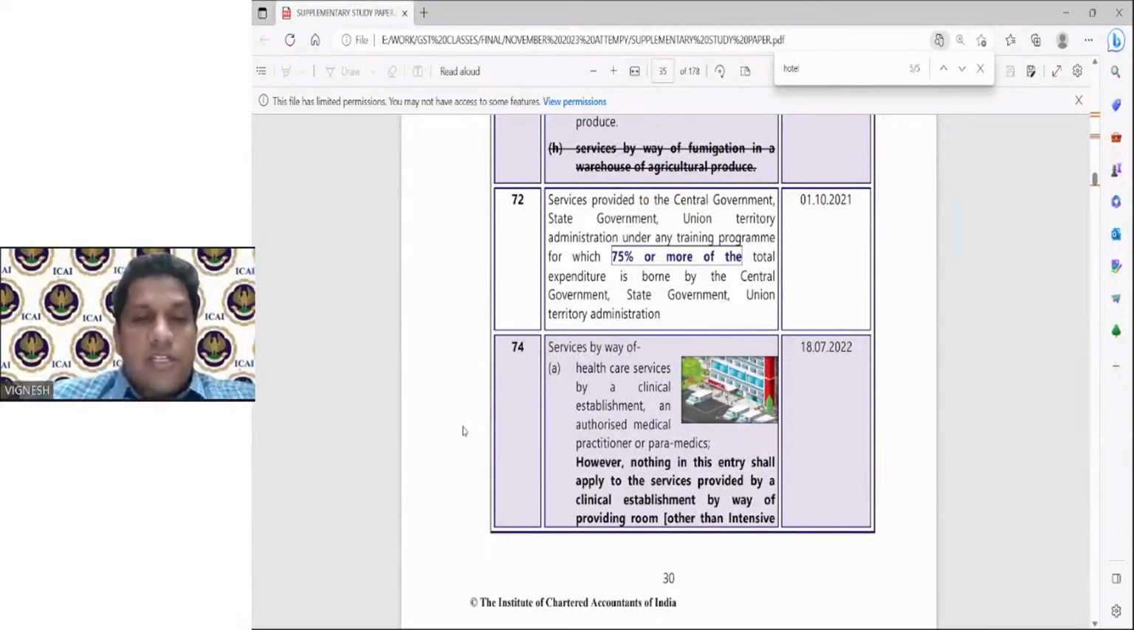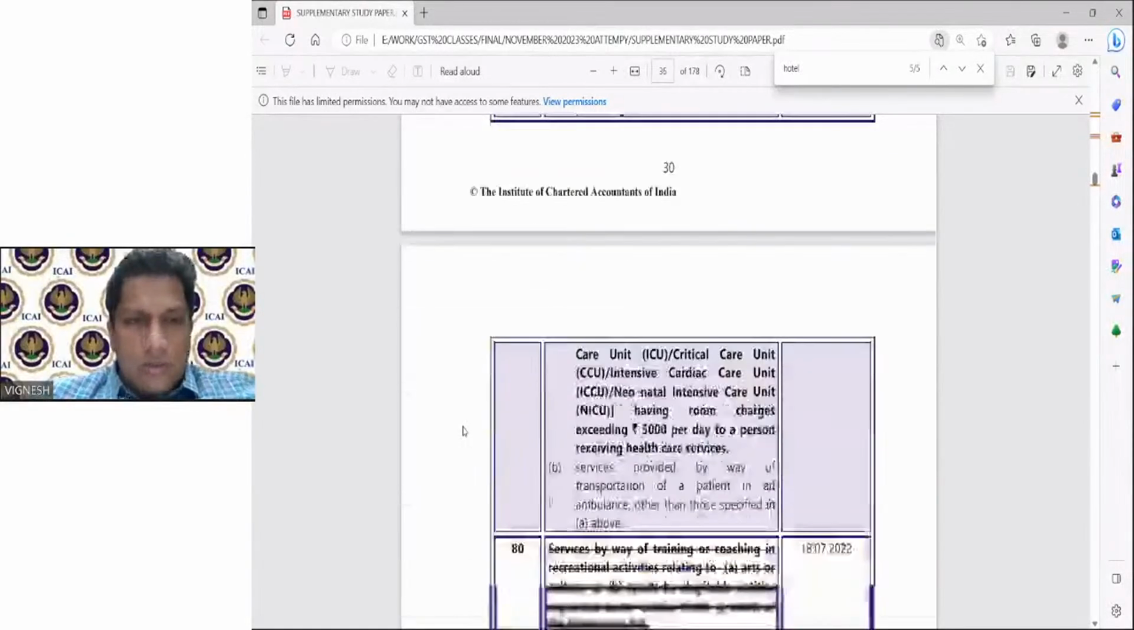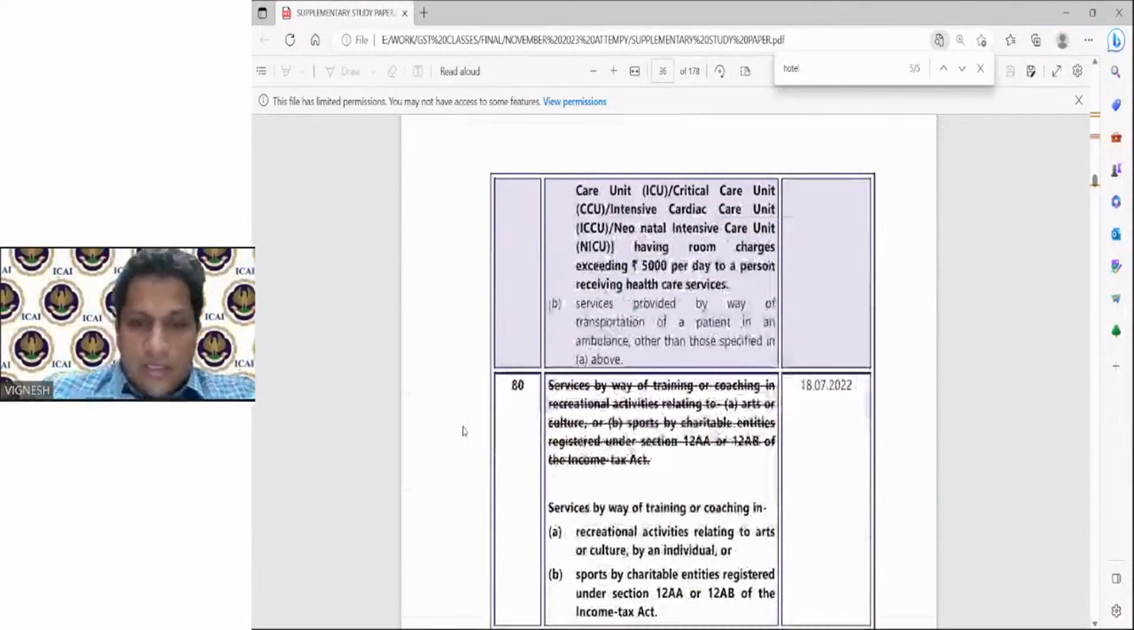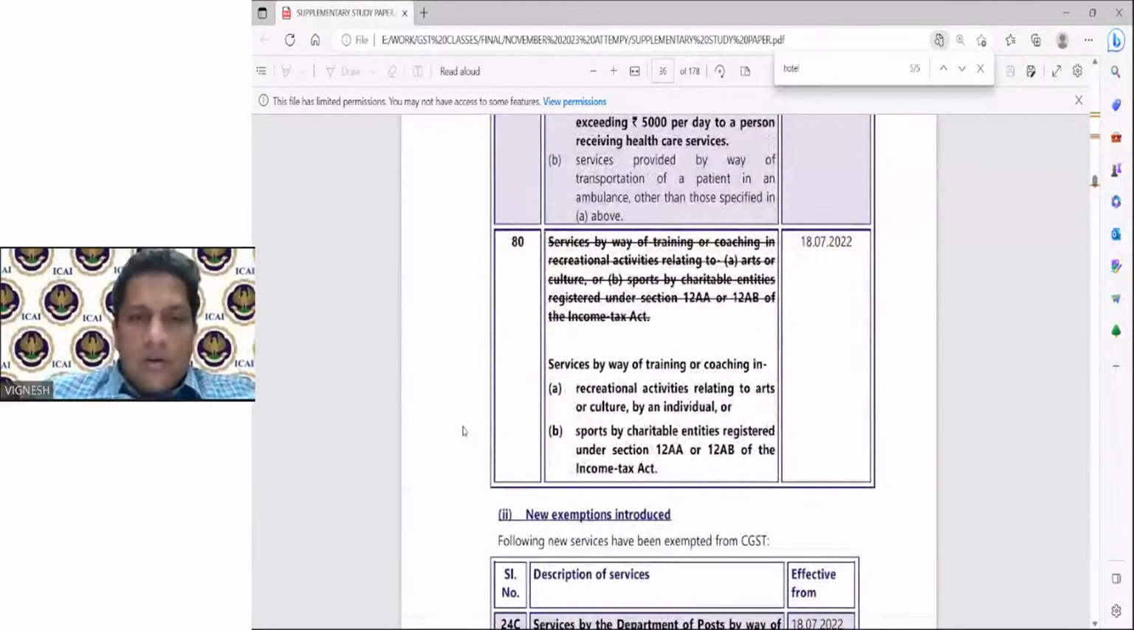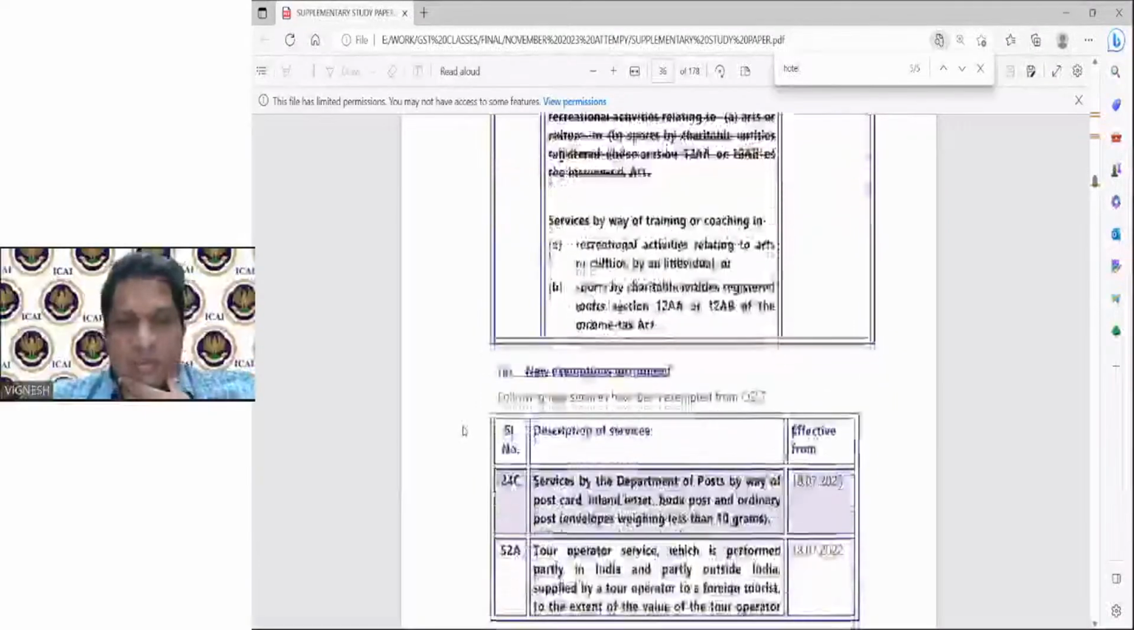Then services by way of healthcare services, as I told you here also, that 5,000 rupees per day room other than ICU, non-ICU, it is chargeable to tax. This also we have seen. Training or coaching in recreational activities, if provided by an individual, is exempt. Sports, if provided by charitable entities registered under 12AB of the Income Tax Act, is exempt.